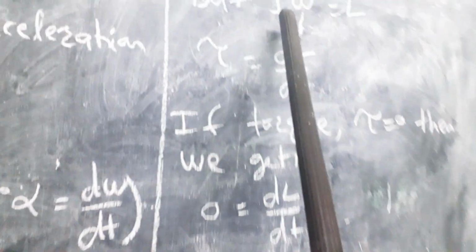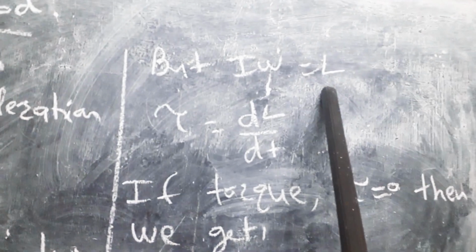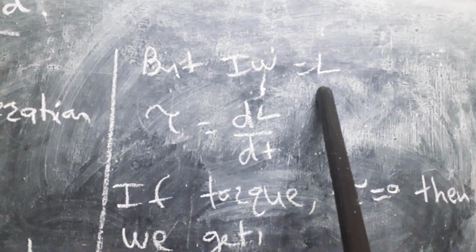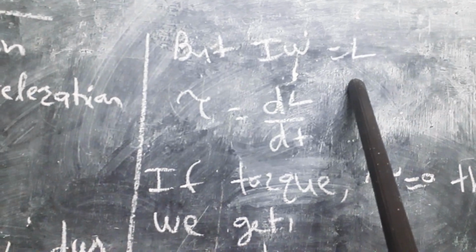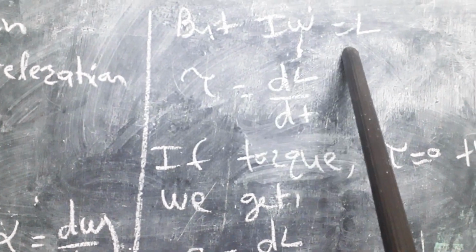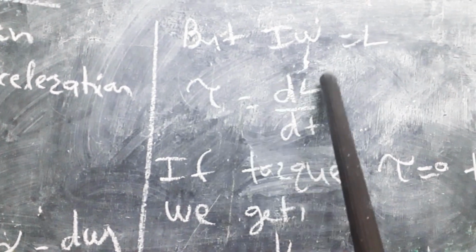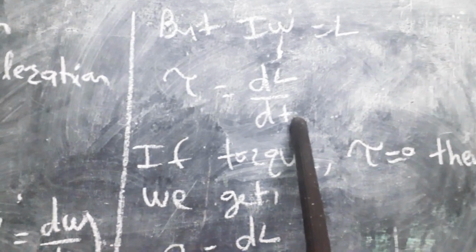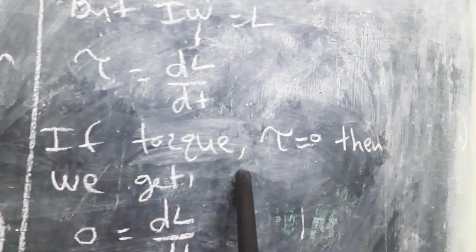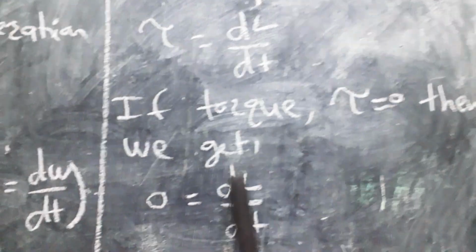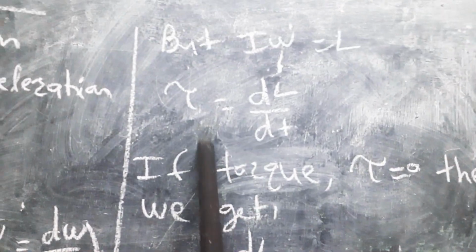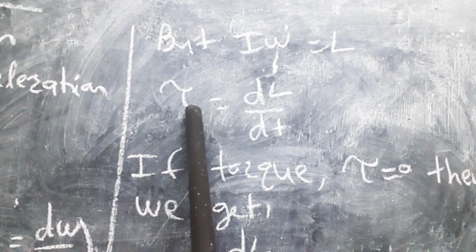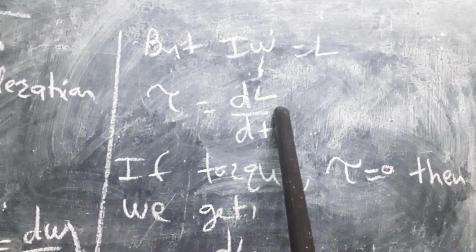But we know that I omega is called capital L. That means I omega is nothing but angular momentum. Putting this value in the above equation, we get tau is equal to dL by dt. Suppose torque tau is equal to 0, then putting the value of tau equal to 0 in this equation, we get 0 is equal to dL upon dt.